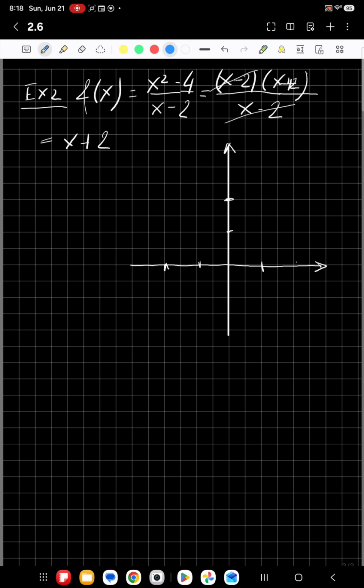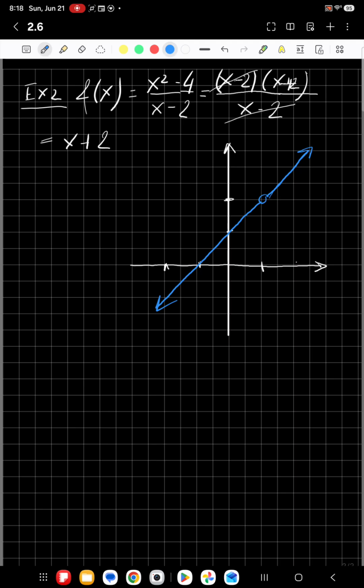Let me make it blue. Right, so it has a hole at 2. Right, as I was telling you at the beginning of the class, when I cancel a factor, that factor gives you a hole. Okay. Yeah, so that's the graph of our function.